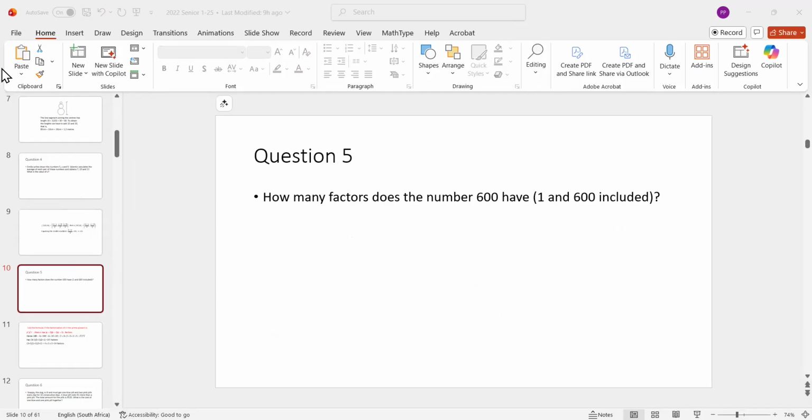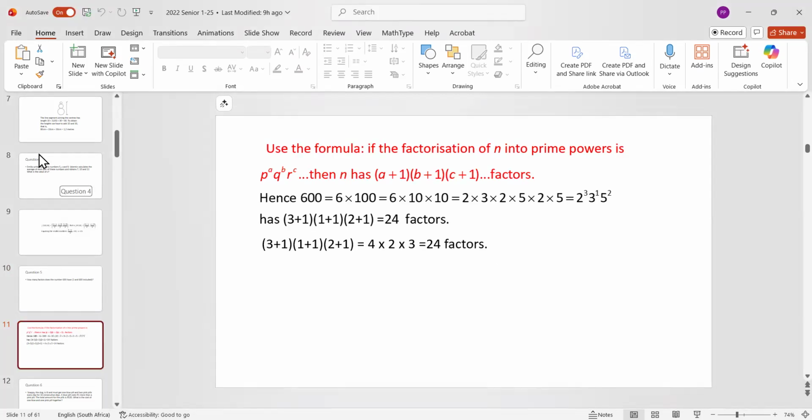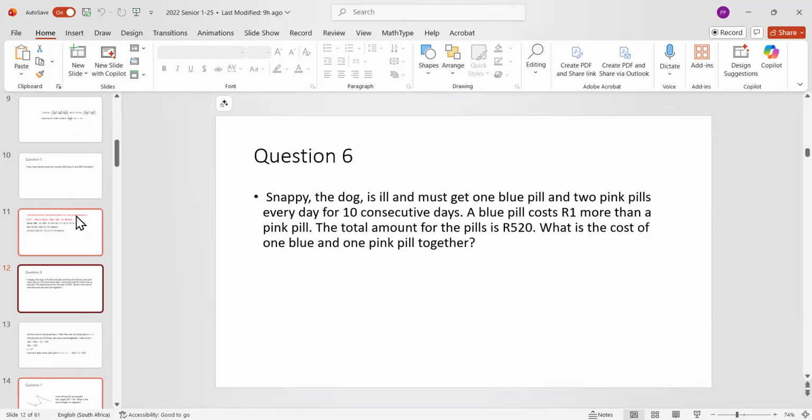Okay, so here we go. Let's get on to the next. Okay, you can see it's 24, and I give you the general formula for it. So you can have a look at that if you didn't understand what I said earlier on. Okay, that takes us to question 6.